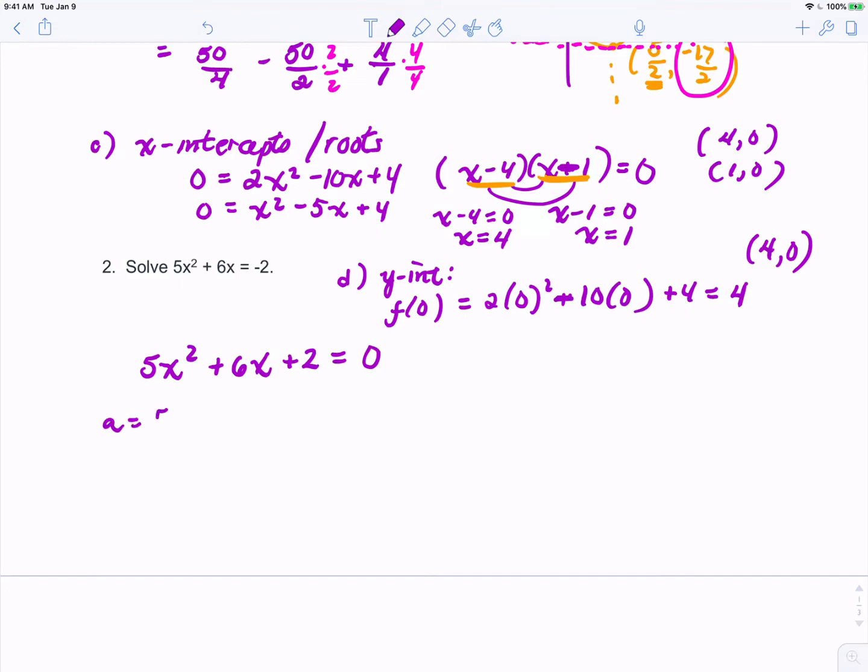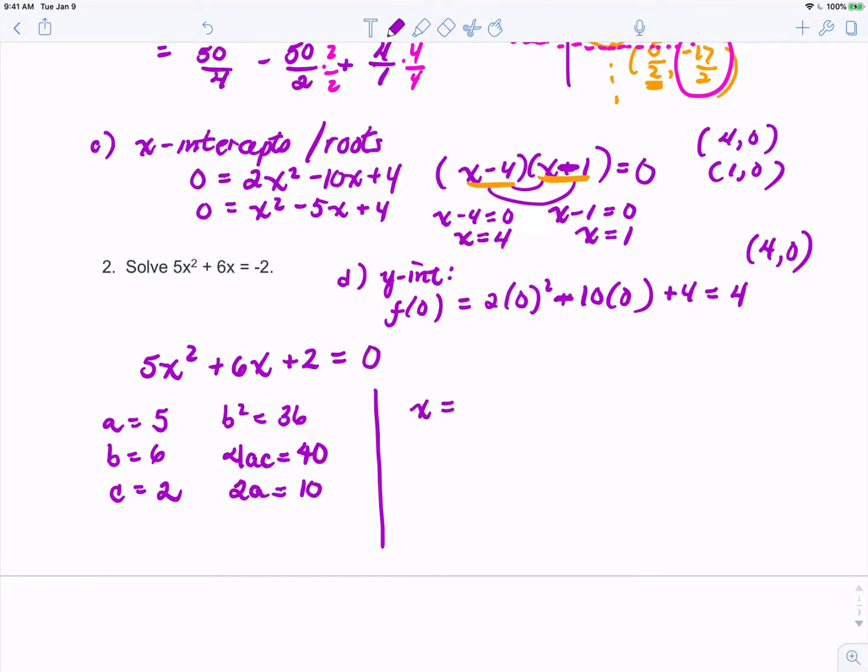So a is the number in front of x squared, b is the number in front of x, c is the constant. B squared is 36. 4ac is 4 times 5 times 2, which is 40. And 2a is 2 times 5, which is 10. So now we can go straight into the quadratic formula that says x is equal to the opposite of b plus or minus the square root of b squared minus 4ac all divided by 2a.